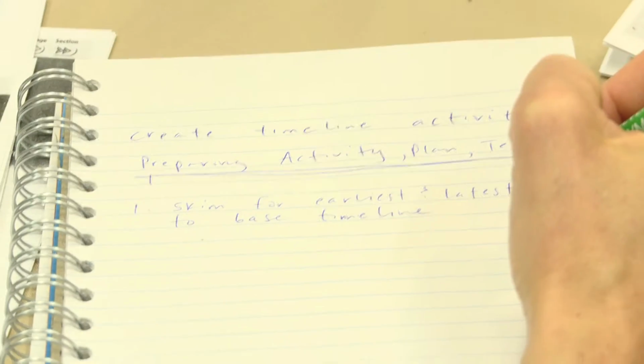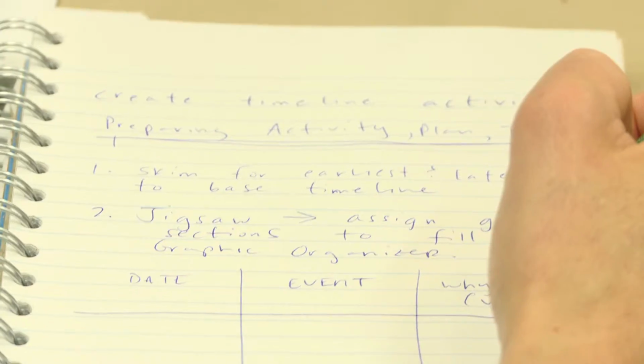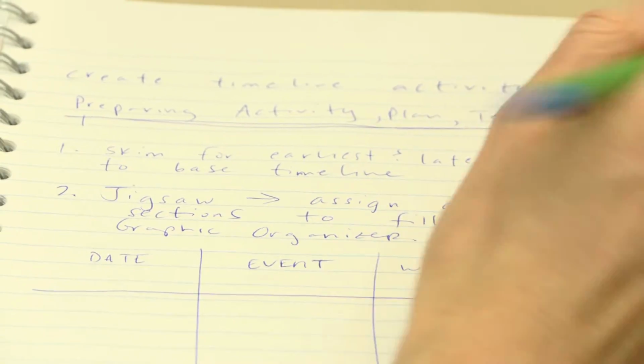Maybe as a whole group we could say everybody skim and find the earliest date and the latest. Okay. So maybe that could be step one. And then they place it on a timeline, and we might find that they're switching the post-it notes as they learn from other sequencing.